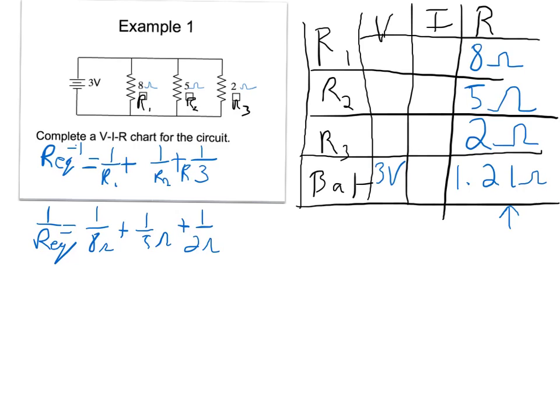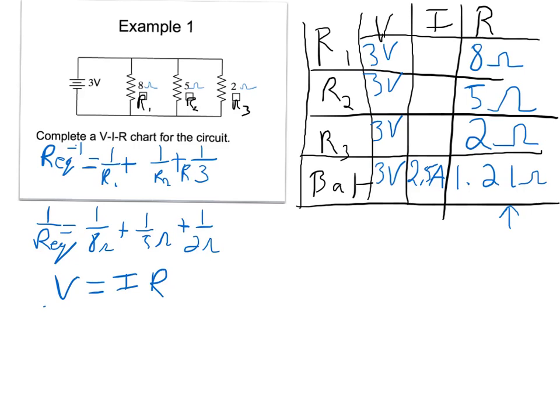Well, now I can easily find out the current from the battery because voltage equals IR. So if I divide voltage by resistance, that will give me current, 3 volts divided by 1.21 ohms, and I get 2.5 amps. Now, I also notice, since this is a parallel circuit, all the resistors should get the same voltage from the battery. Simple parallel circuit, 3 volts, 3 volts, 3 volts.